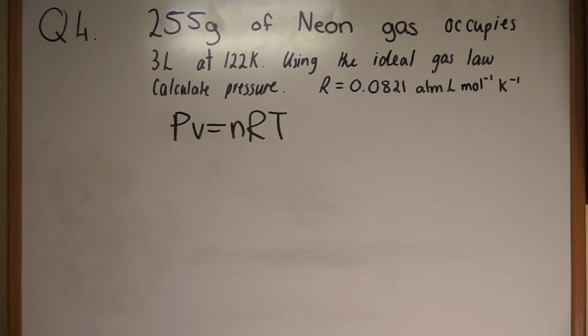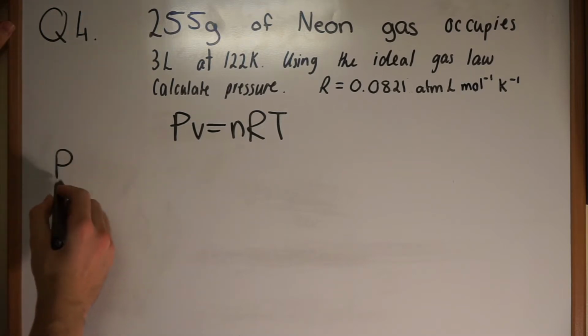As stated, 255 grams of neon gas occupies 3 litres at 122 Kelvin. Using the ideal gas law, calculate the pressure of the neon gas. So R, the constant in this case, will be 0.0821, and as we should all know, the ideal gas law equation is PV equals nRT, as seen currently. So we're going to write each part down on the side.